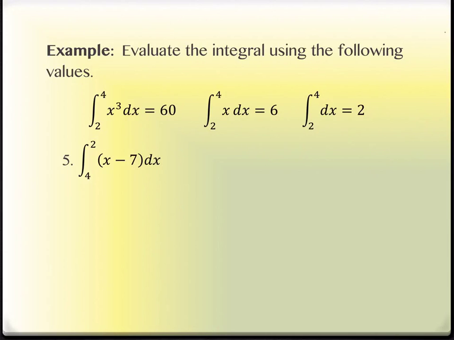Okay. Taking a look at number 5, the last example in this section. Tell me something you notice. It's got an x, but it has a minus. Oh, okay, so 4 to 2. It says 4 to 2. The limits of integration are flipped, right? But we know how to change that, correct? It's just a negative.